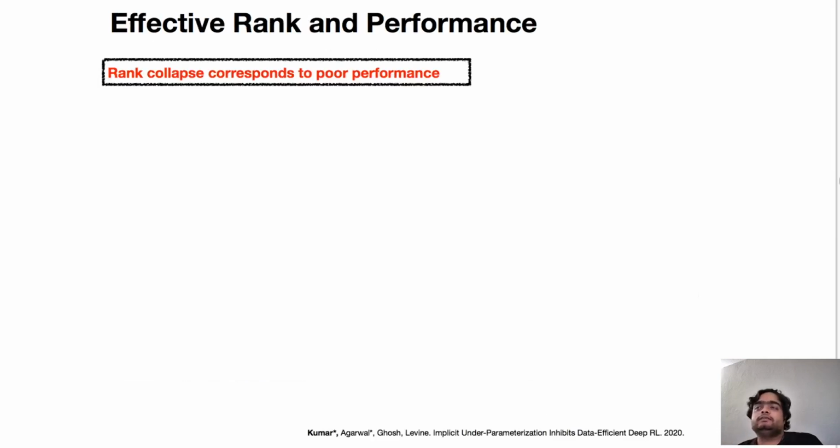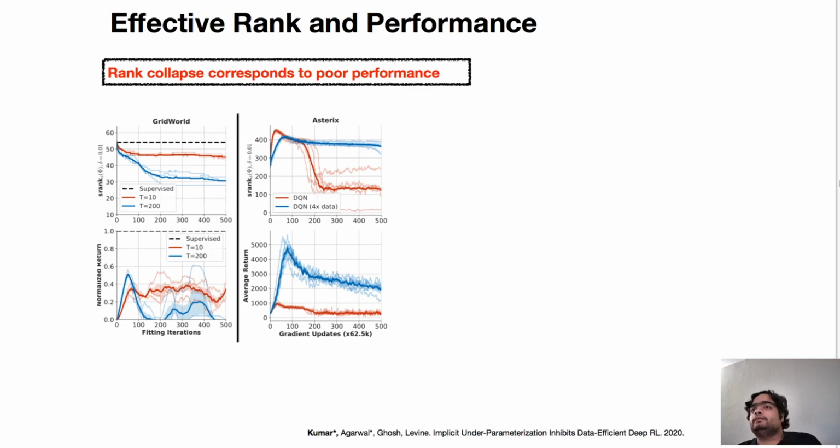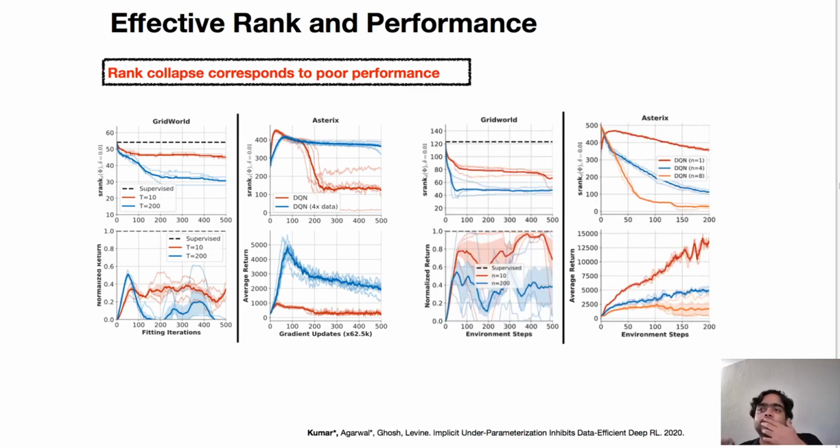And finally, just to sum this up, rank collapse also corresponds to poor performance, as you can see on these plots, where the top row corresponds to the ranks and the bottom row corresponds to performance. You'll find that performance is indeed low whenever rank drops, and performance is generally higher when the rank is higher. With that, I'll end part 1, and we'll go on to part 2, which is distributions next.